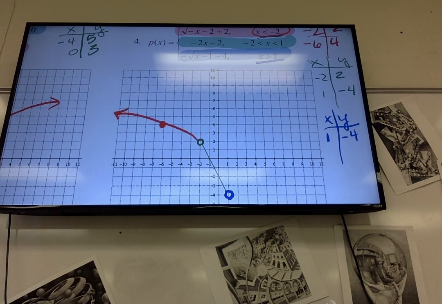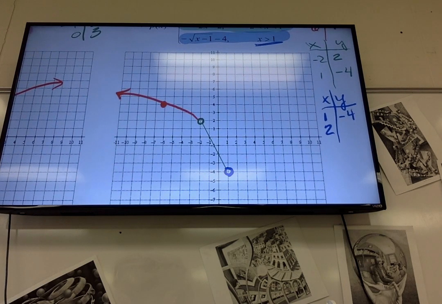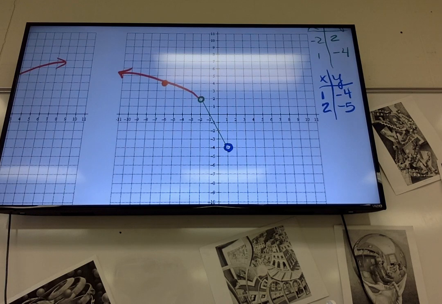Now I need another number that's bigger than that. I can plug in 2. 2 would work. 2 minus 1 is 1. So it's -1, because there's a negative out in front. -1 minus 4 is -5. So 2, -5. And I know it's got to have that little curve on it because it's a square root. Questions? Okay.